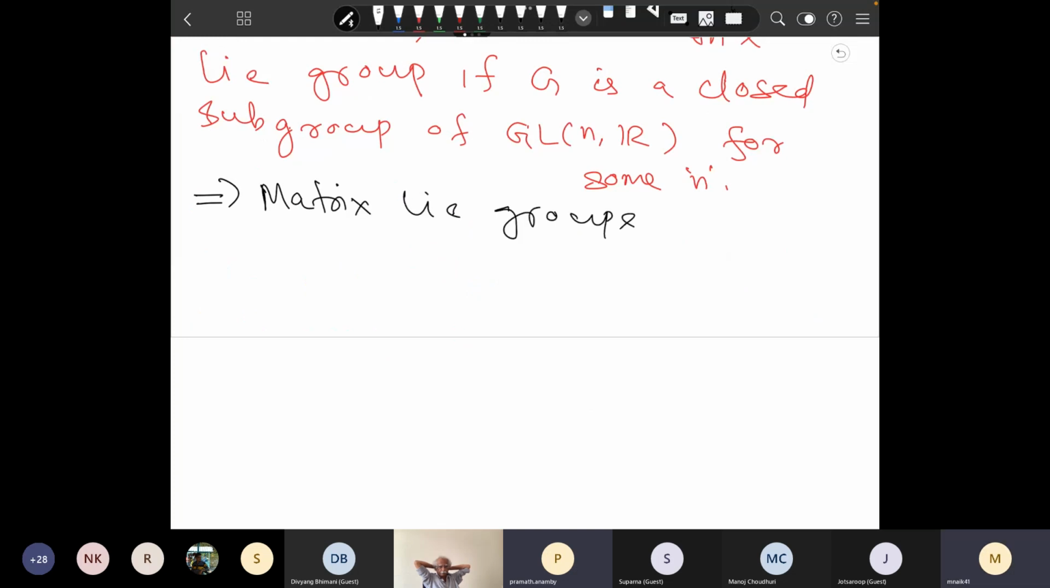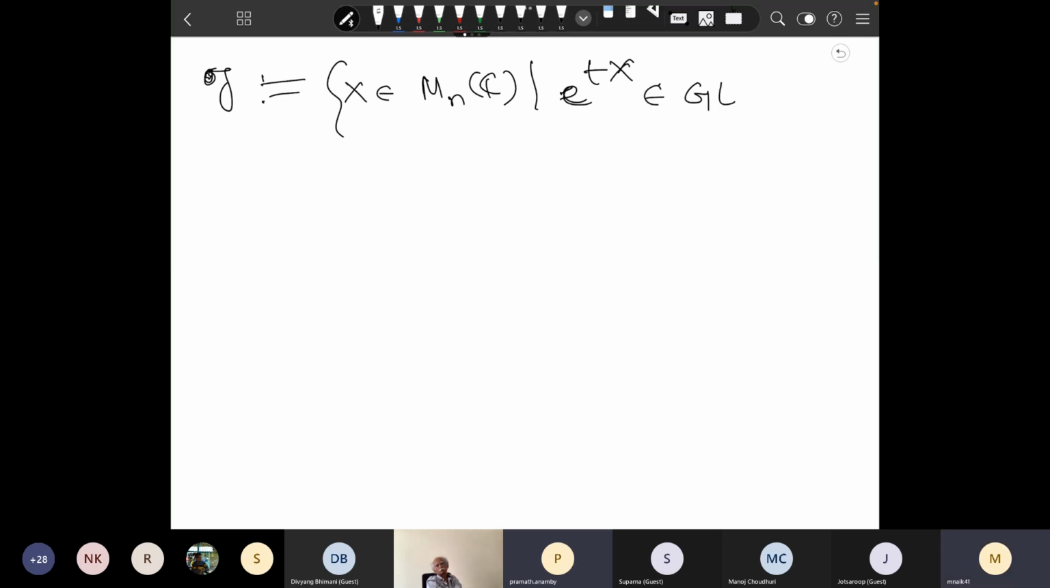Lie groups are Lie groups. So one can define a Lie algebra in that setting. The Lie algebra of G is equal to the set of X belonging to M_n(C) such that e to the power tX belongs to G for all t belonging to R.